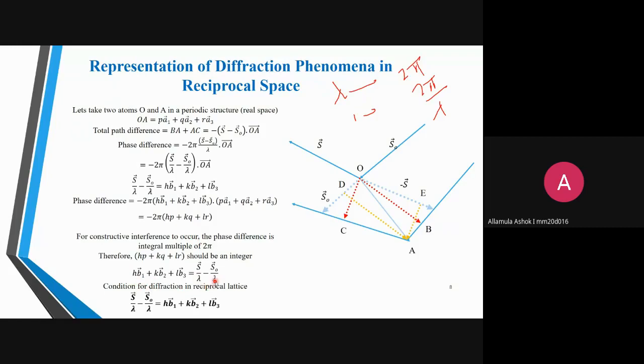Therefore, S by lambda minus S naught by lambda equals the capital H vector. If it is a valid reciprocal lattice point in reciprocal space, then this HKL should be integers. Initially, P, Q, R are integers because we are representing a valid lattice point in real space. Up to here, HKL may be anything, integers or fractions. But for the diffraction condition to occur, HP plus KQ plus LR should be an integer. Anyway, P, Q, R are integers. If HKL are integers, constructive interference will occur. And this is the condition for diffraction in the reciprocal lattice.